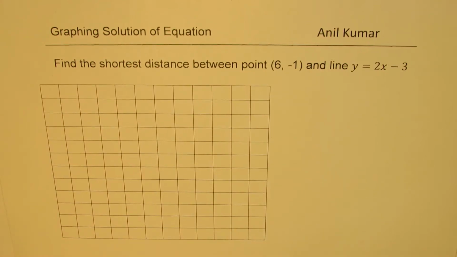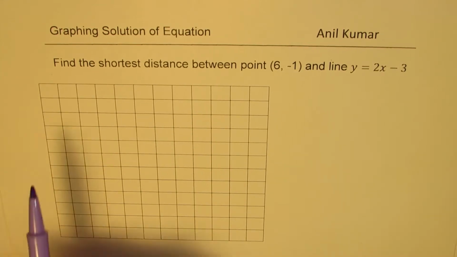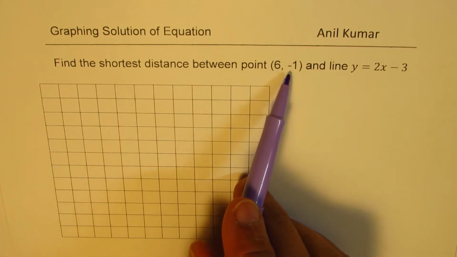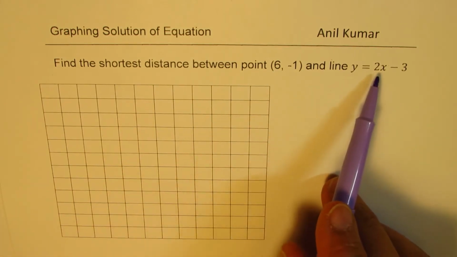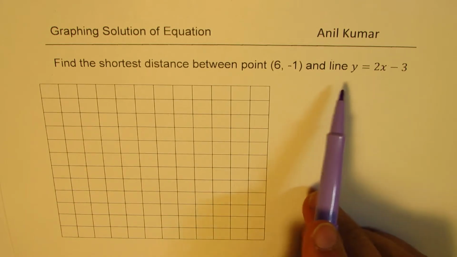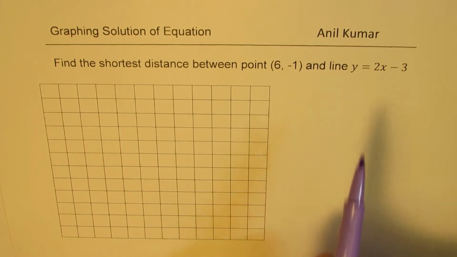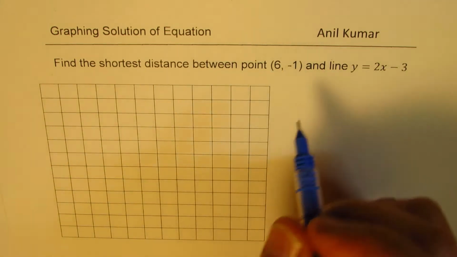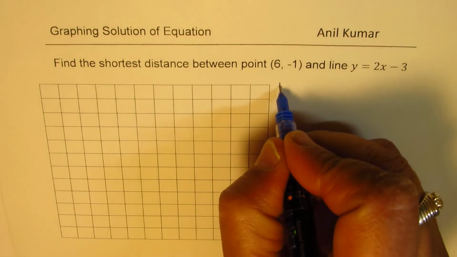We have discussed different types of questions, and in this video, we'll talk about graphing solution of equation. The question here is, find the shortest distance between the point (6, -1) and the line y equals 2x minus 3. We're going to use the graph to figure out the shortest distance. So the first step involved will be to graph the line, right? So first we'll plot the line.